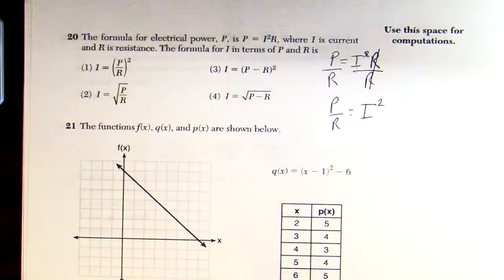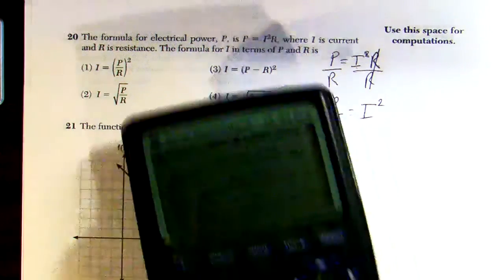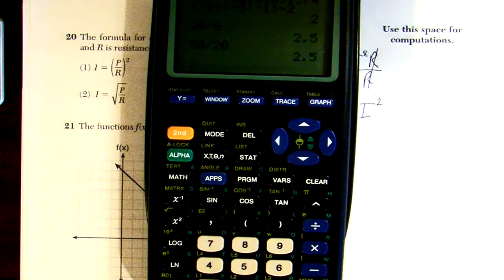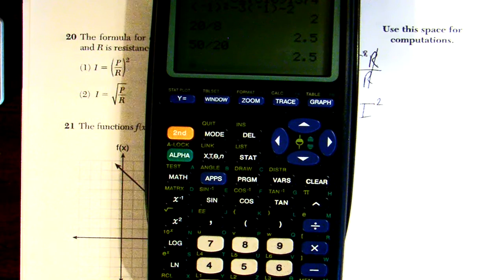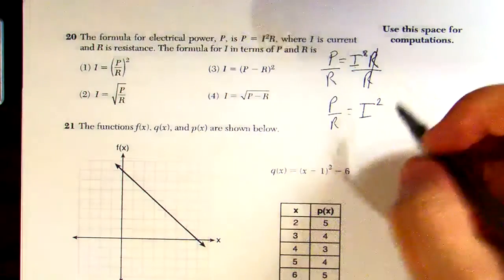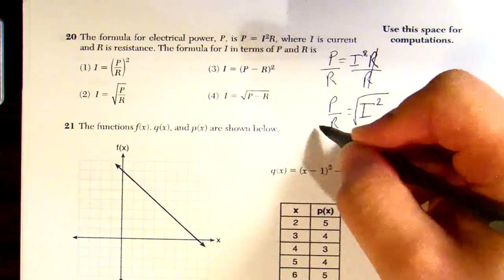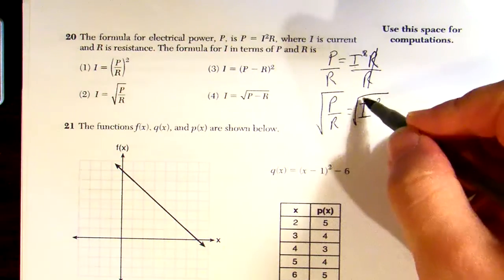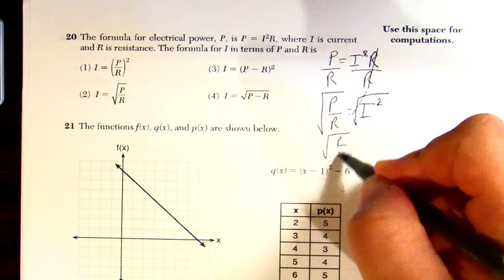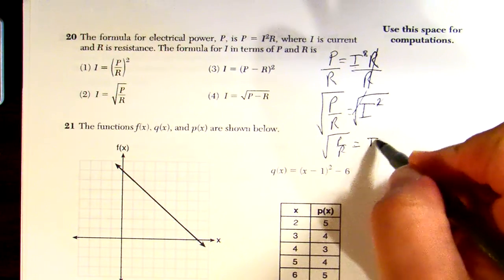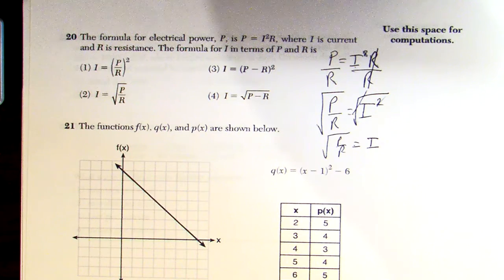So that's one step. The next step, how do I get rid of a squared? Take the square root. And I always tell my students that if you're unsure how to get rid of a squared, look at the calculator, okay? I see above the x squared a square root. That's the opposite, all right? So square root. So what happens is the square root cancels the squared. So I'm left with the square root of P over R equals I. So that is choice number 2.